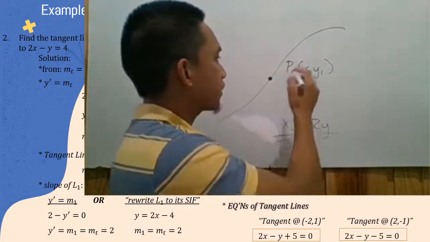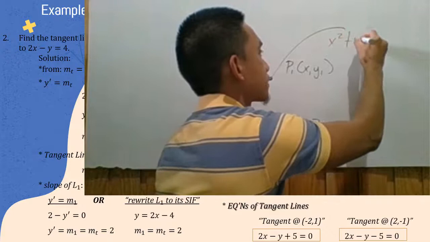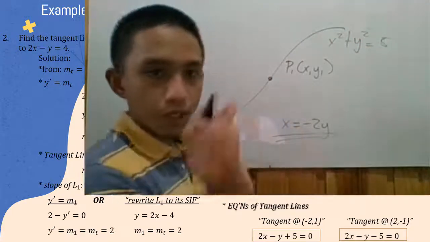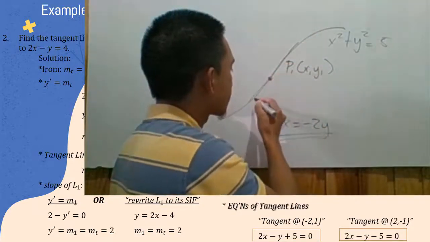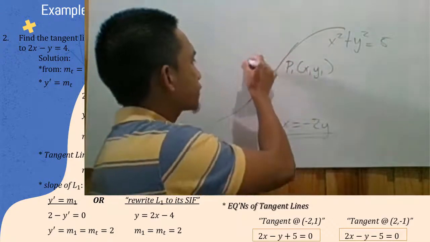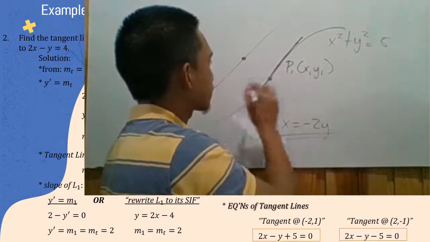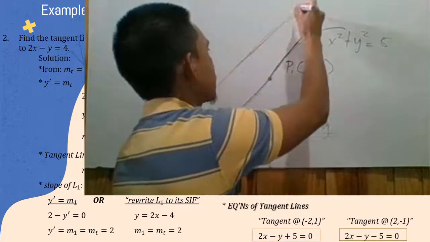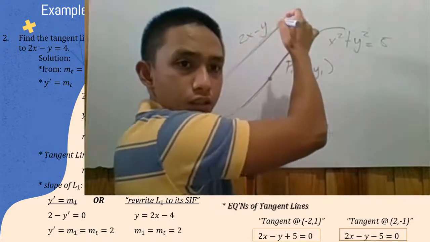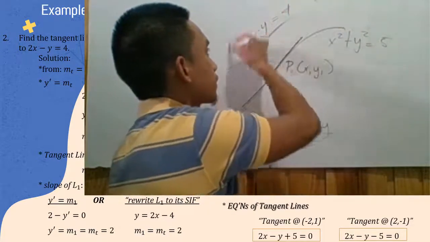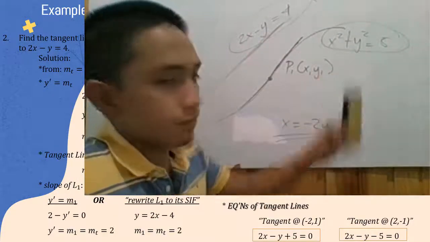What will I use? Let's say the given is the equation of the curve, that is x squared plus y squared equals 5. And we have another given. So let's say this is the unknown tangent line. And let's say this is the other given line, parallel to the unknown tangent line: 2x minus y equals 4. Which of these equations are you going to use? The equation of the line or the equation of the curve?